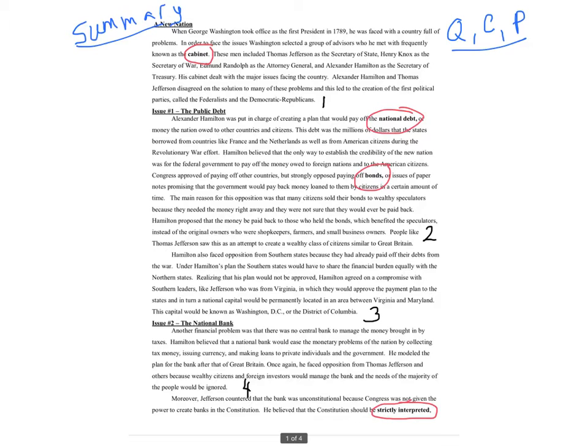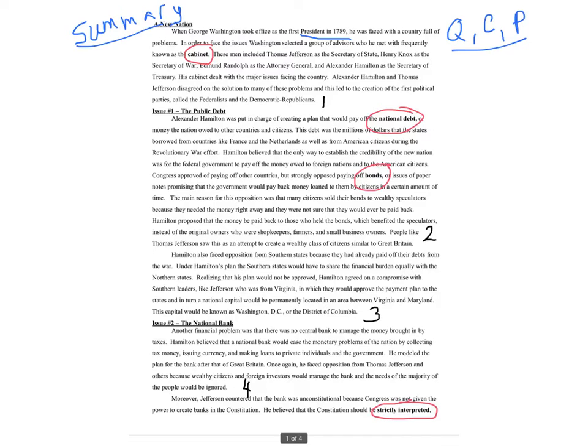This is a new nation. So when George Washington took office as the first president in 1789, he was faced with a country full of problems. Okay, so right off the bat, my first question is, what kind of problems did he have? I'm curious. It's saying the country was full of problems, so I'm curious as to what that is.